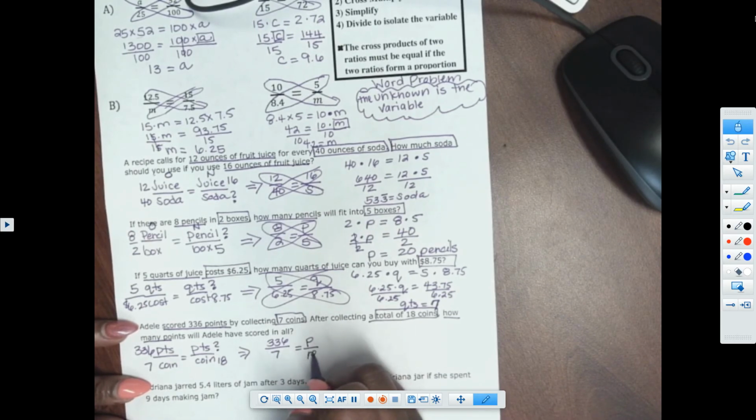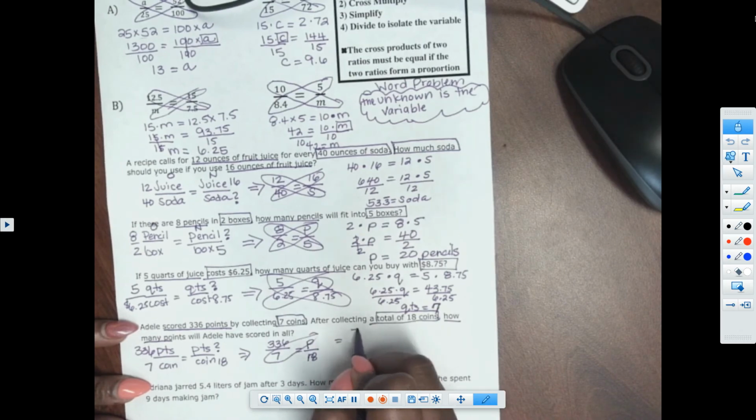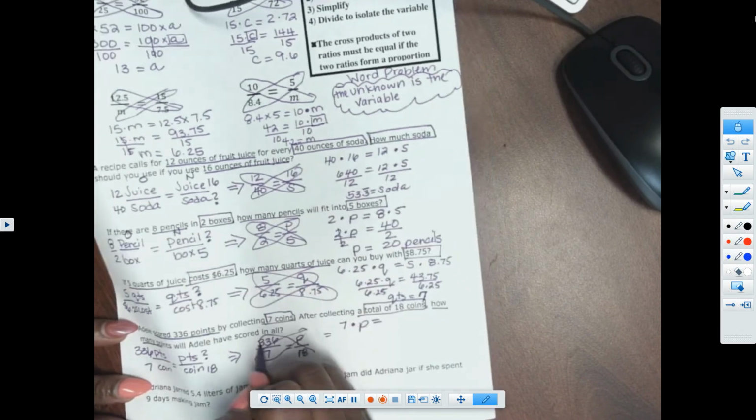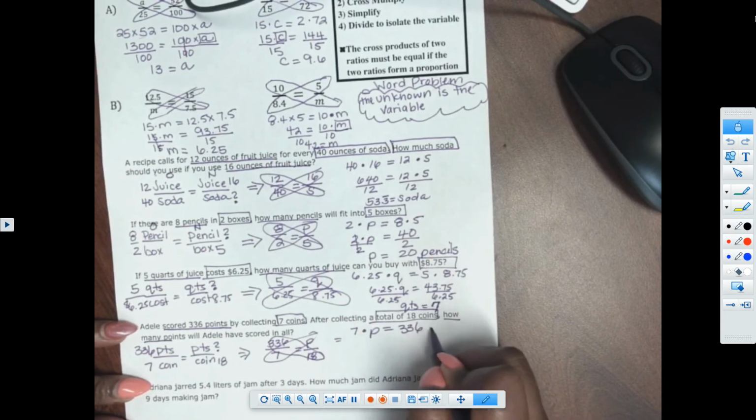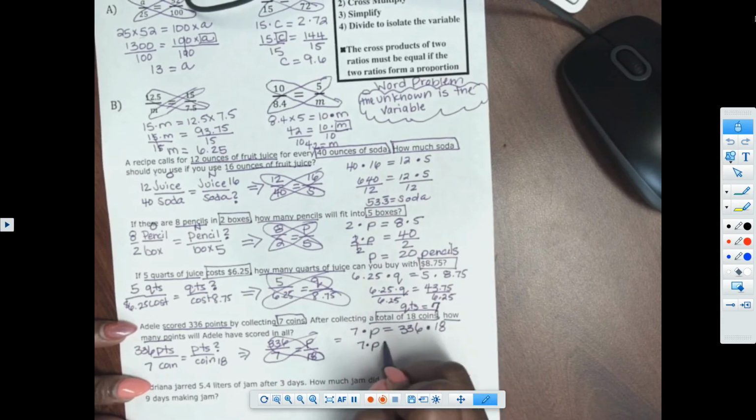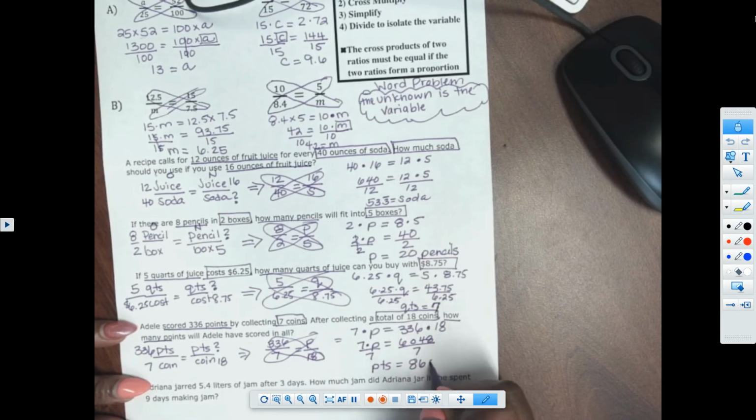Okay, so when I go to set this up, I got 336 over 7 equals P for points over 18 for coins. Multiply. 7 times P equals, multiply this, 336, I don't know why I keep saying that wrong, times 18. When I simplify, I get 6,048. Divide both sides by 7. So points, I would have made 864.